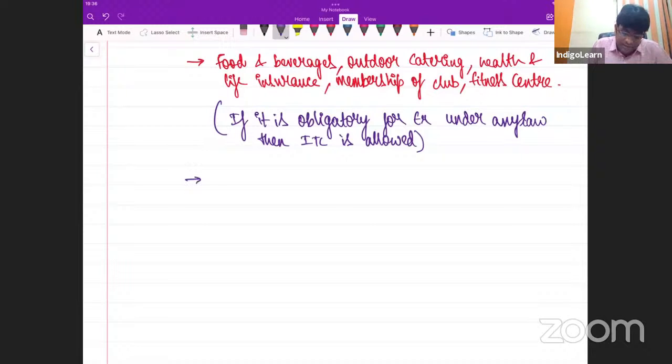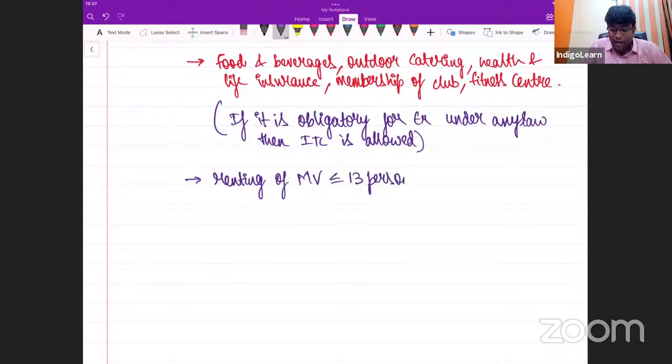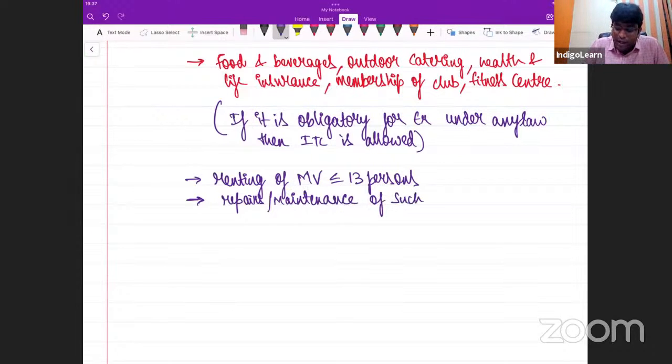Then next point. Renting of motor vehicle, where seating capacity is not more than 13. When you buy a vehicle, credit is not allowed. If you rent a vehicle, then also credit is not allowed. Very logical point. Then, next interesting point. Repairs or maintenance of such motor vehicle. Now, what is that such motor vehicle? Such motor vehicle is nothing but the motor vehicle where the capacity is not more than 13.